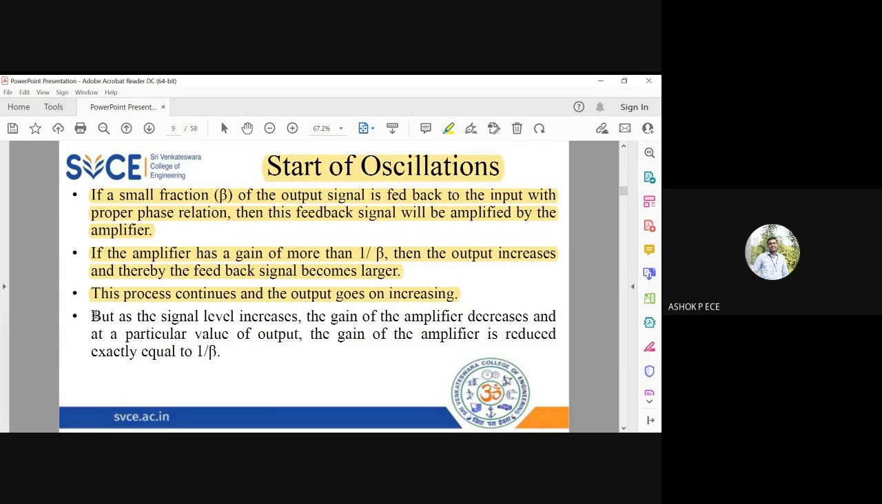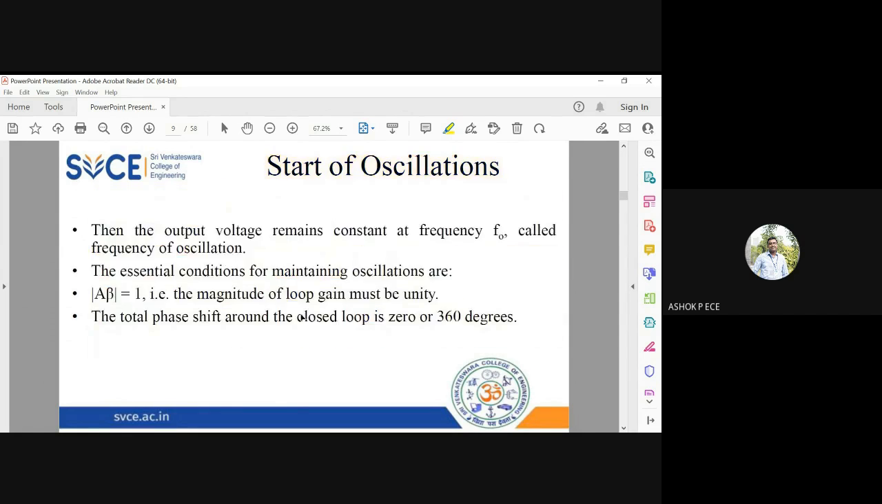But as the signal level increases, you know that the gain of the amplifier is going to be 1 by beta. As the feedback signal increases, the gain of the amplifier will start reducing, because gain A is approximately equal to 1 by beta. The frequency at which the output voltage remains constant is called the frequency of oscillations.